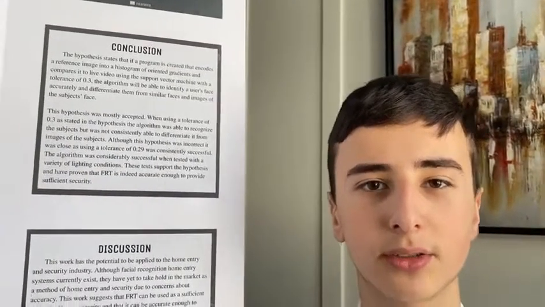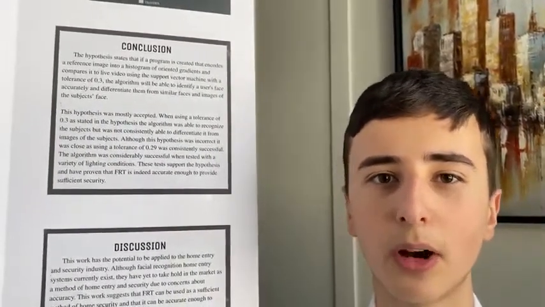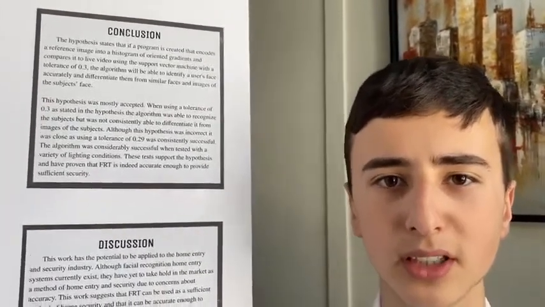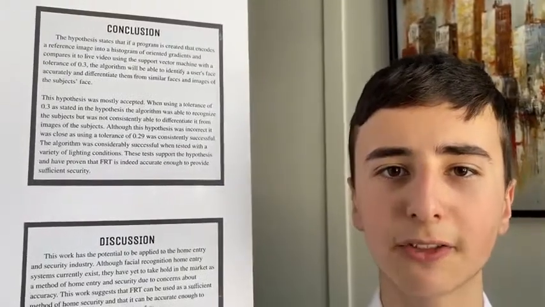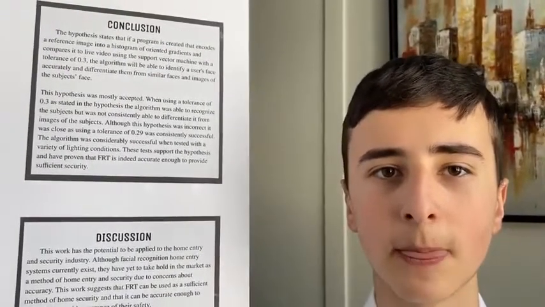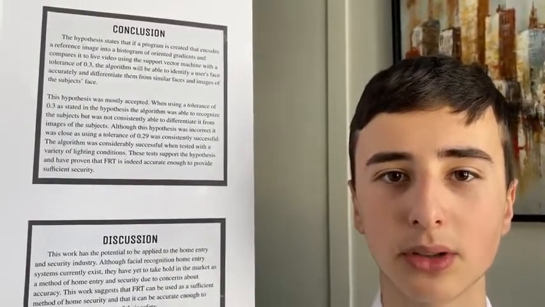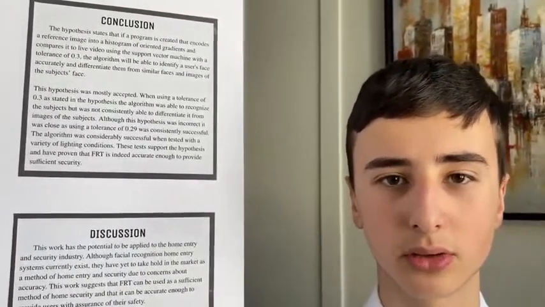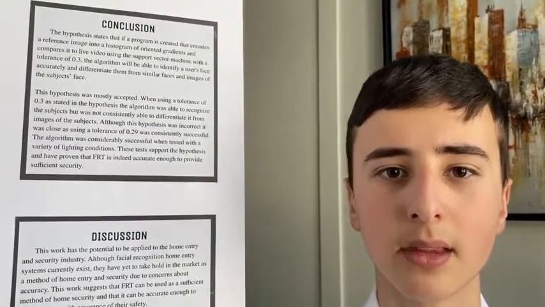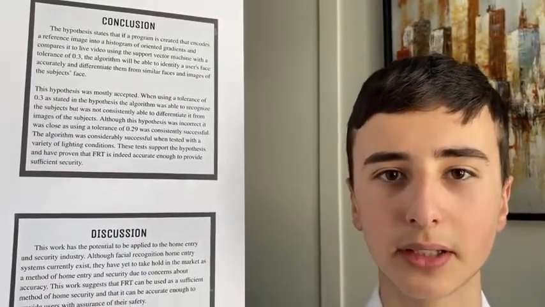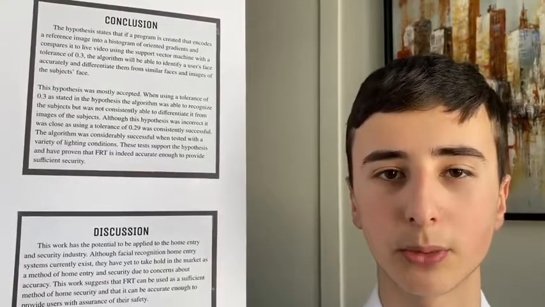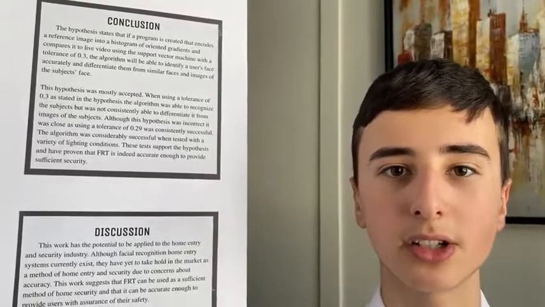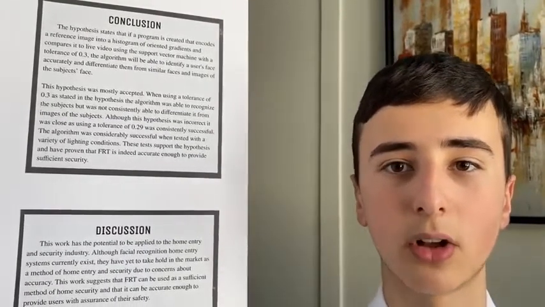After carefully analyzing the results, here's my conclusion. The hypothesis states that when using a tolerance of 0.3, the algorithm will be able to consistently identify the user's face and differentiate them from images of their face. This hypothesis was mostly supported, as when using a tolerance of 0.3, the algorithm was not consistently able to differentiate the user's face from images of their face. Although this hypothesis was incorrect, it was close, as when using a tolerance of 0.29, the algorithm was able to identify the user's face and differentiate them from the images of their face flawlessly.